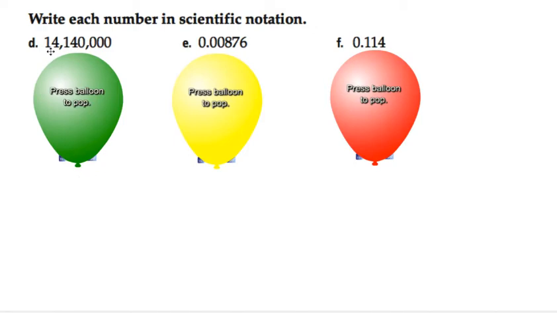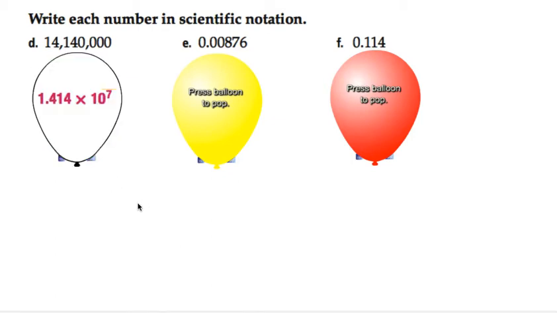Our first non-zero digit is 1, so we want our decimal point to be right between the 1 and the 4. So we get 1.414. We don't have to include any of the zeros. How many decimal places did we actually move it? Well, if you look from right here, we went 1, 2, 3, 4, 5, 6, 7. So we went 7 decimal places. It's positive because this number is bigger than 1.